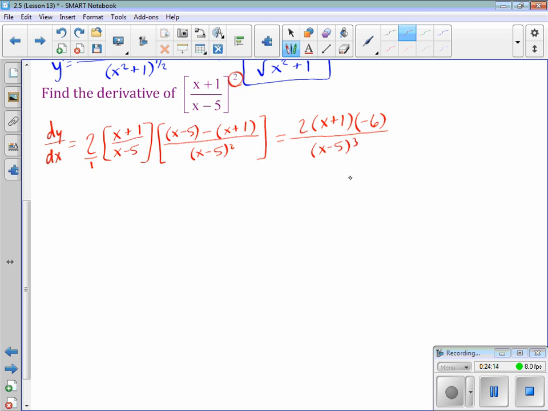Oh, because I hit back. So take a look, see what if you mess that up. Do you guys see where this negative 6 came from, though? Distributing the negative. You get negative x minus 1. Okay. So this I would just write as negative 12 times x plus 1 over x minus 5 all cubed. And then that's done. You can't simplify it from there.